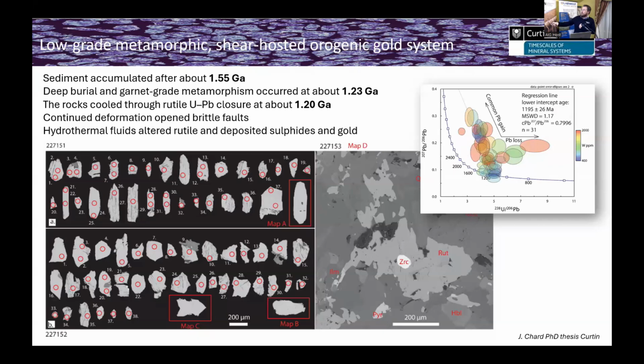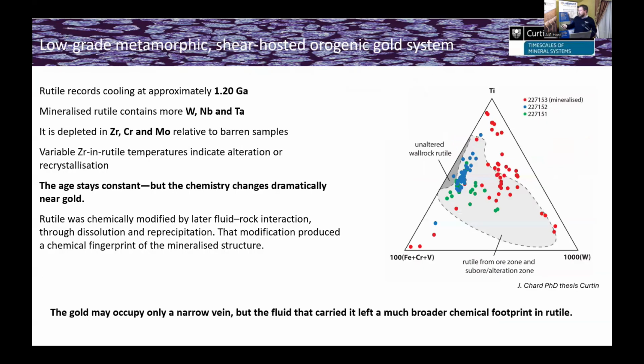The line here is a mixing line, so we can just draw a line through that. So we've got an age of our rutile. That's great. We know it's associated with the gold. What else can we see? Well, with our 3 samples, there's this really nice progression. The progression basically goes on this ternary diagram from titanium, tungsten, iron, chromium, vanadium.